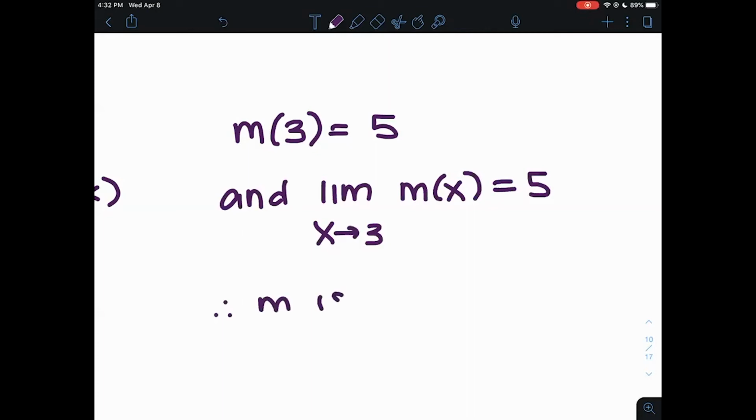So therefore, m is continuous at x equals 5. Nope, not that. Just kidding. At x equals 3. M is continuous at x equals 3.